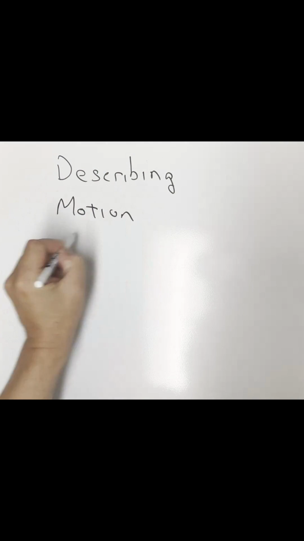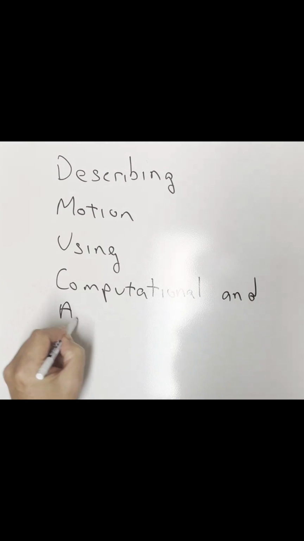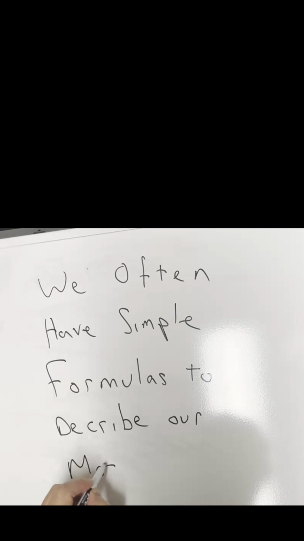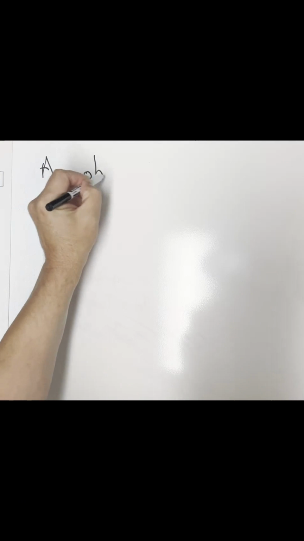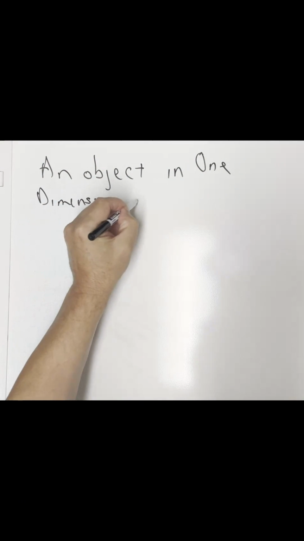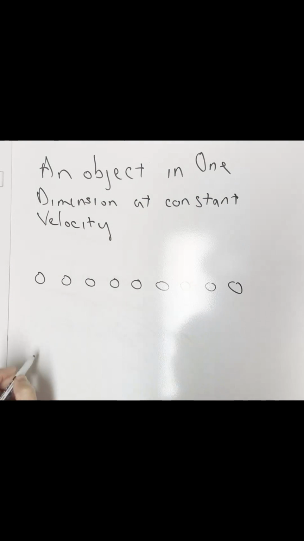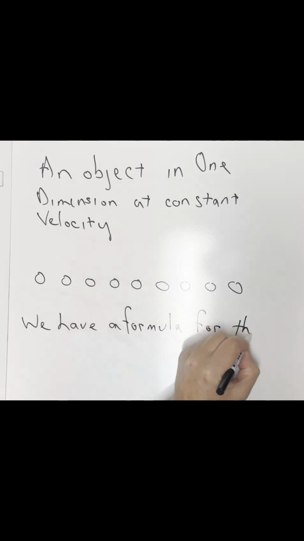Today's video is on describing motion using computational and applied math. We often have simple formulas to describe our motion. An object traveling in one dimension at constant velocity? We have a formula for that: x equals velocity times time.